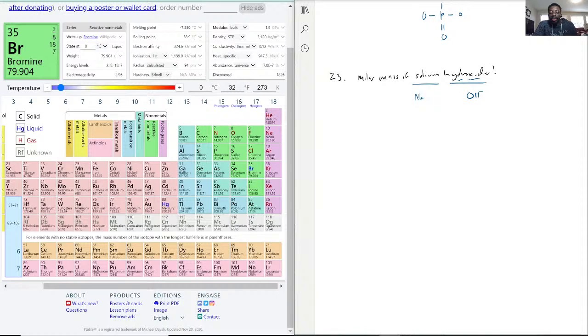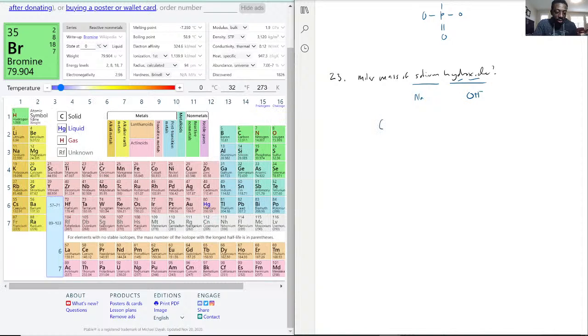Now sodium, once again, is on the first column, so you can say it's most likely just 1 electron. But if we drew it out, it would be neon 3s1.